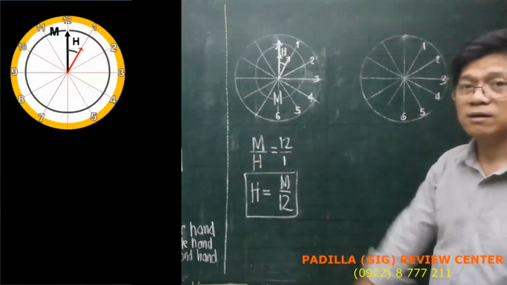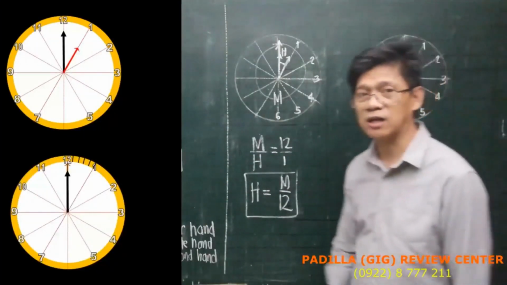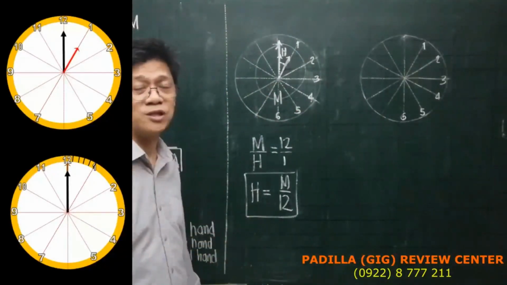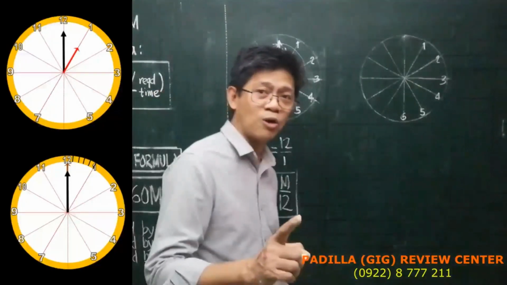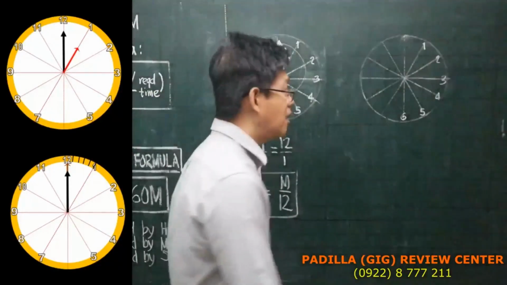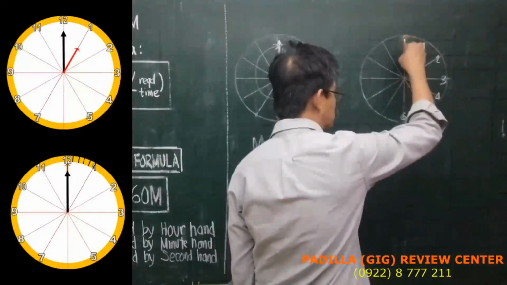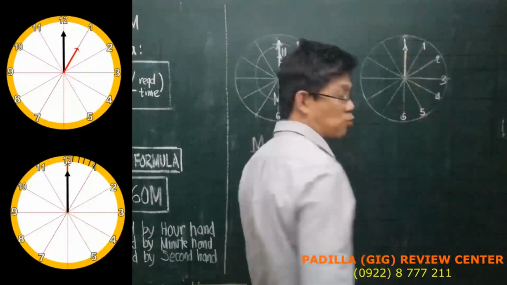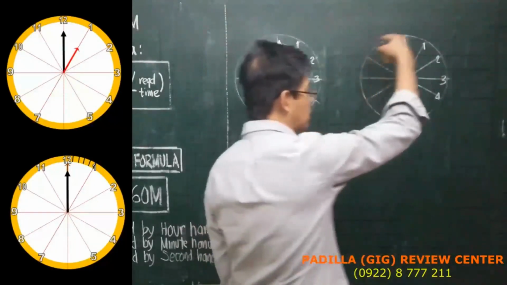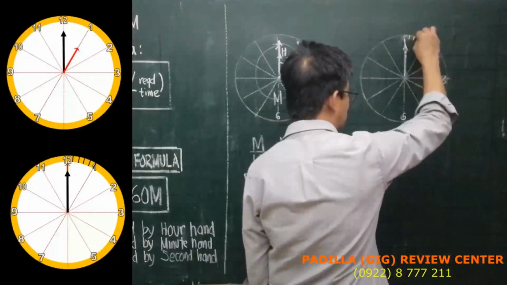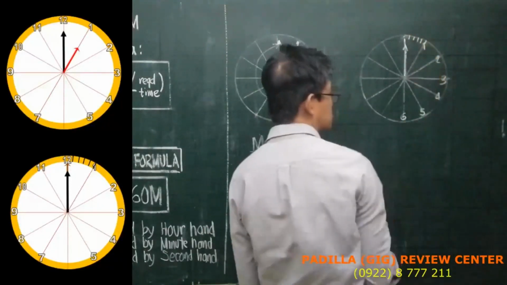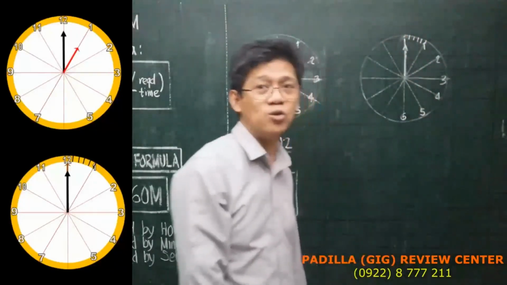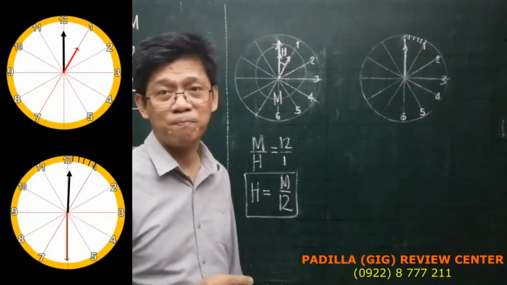Now, if we consider on the other hand the second hand and the minute hand, let me remove first the hour hand. From 12 o'clock to 12:01. At 12 o'clock, the second hand points to 12, the minute hand points to 12, and the hour hand points also to 12. Remember that the whole clock is divided further into small divisions. Each of these is divided into 5. The entire clock is divided into 60 small divisions.